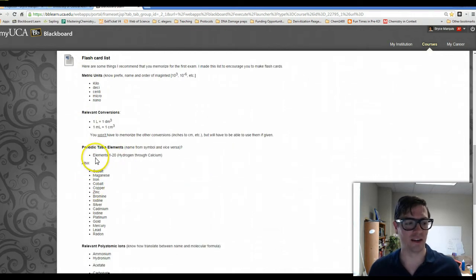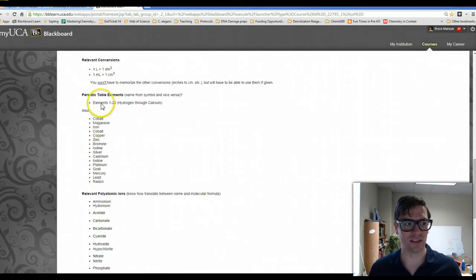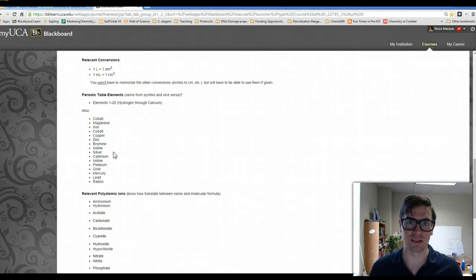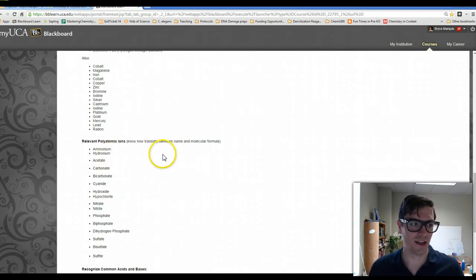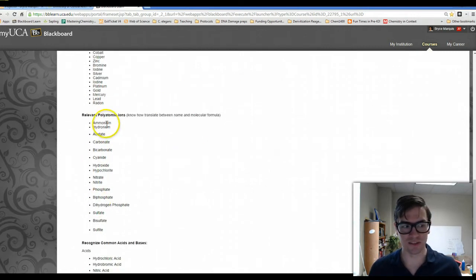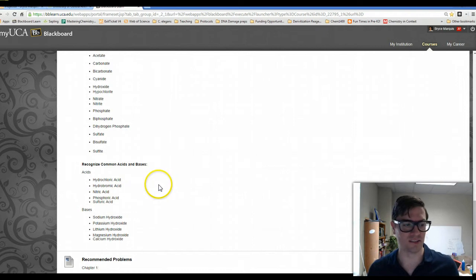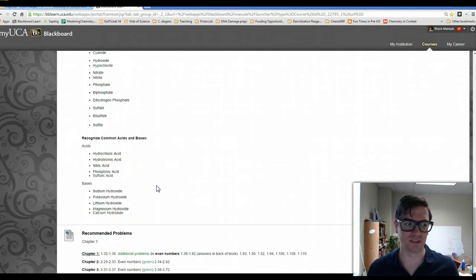The elements I mentioned in class, you're going to need to know some of these elements. Basically, you're going to get a periodic table that doesn't have the element names, so you have to be able to use these, particularly when we're translating the names of ionic compounds. Polyatomic ions, these are the ones that I mentioned in class. I mentioned a couple other ones, but I'm just going to have you focus on these. It's a slightly smaller list. These are the ones that are most biologically relevant. And then be able to recognize the acids and bases. These are strong acids and strong bases. Just recognize them by name.